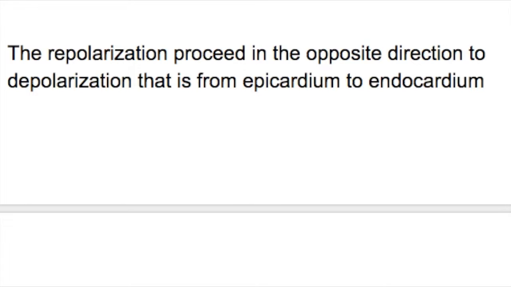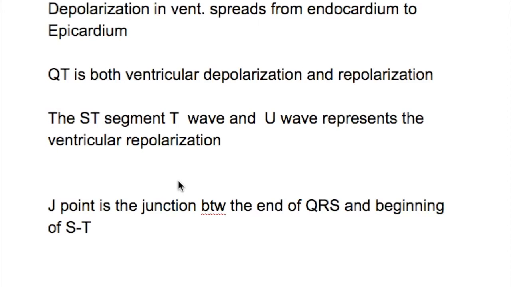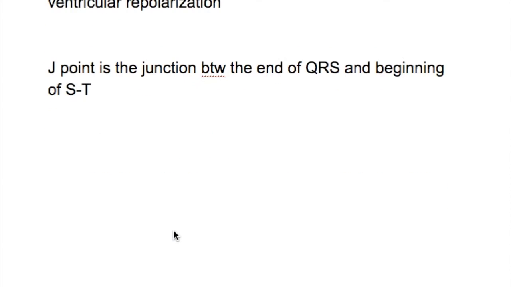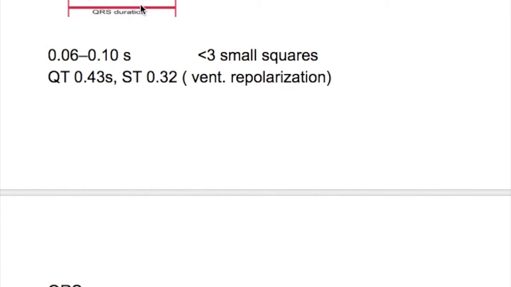So in which direction does the repolarization proceed? The repolarization proceeds in the opposite direction to depolarization, that is from epicardium to endocardium. The ST segment, T wave and the U wave represent the ventricular repolarization, and the U wave also represents the papillary muscles. What's the J point? J point is the junction between the end of the QRS and the beginning of the ST segment.